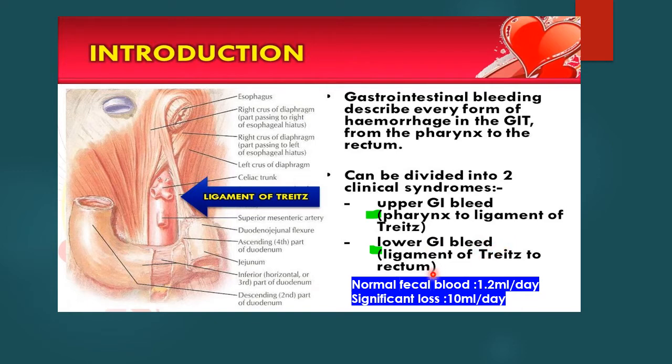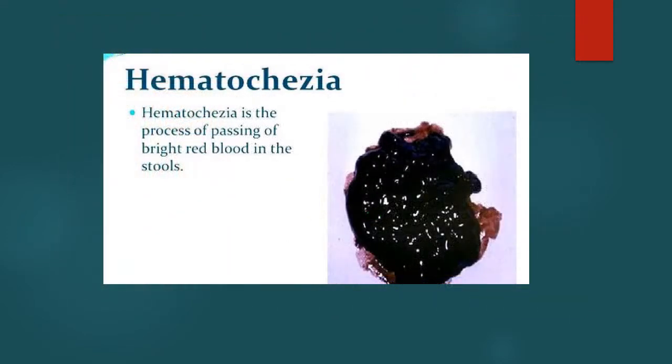Normally, the fecal blood content is 1.2 mL per day. Significant loss is considered when there is at least 10 mL of blood in the stool per day. The most common feature or symptom of lower GI bleed is hematochezia, which is the passing of bright red blood in the stools.